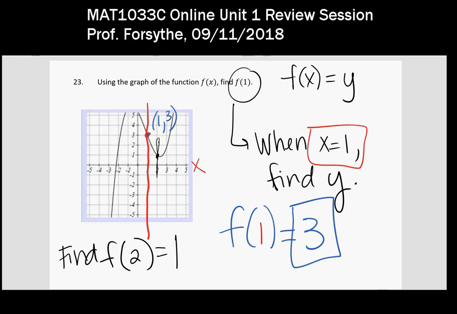Very good. Good job. Saw somebody got the answer. I was taking too long. Good. So like I said, it's kind of weird at first, but just remember what this function notation actually means. And it helps to kind of draw.